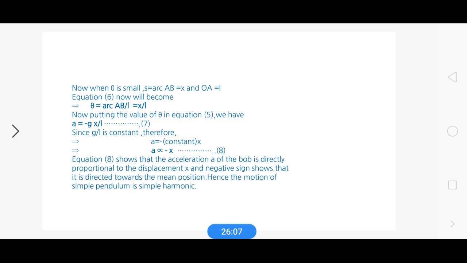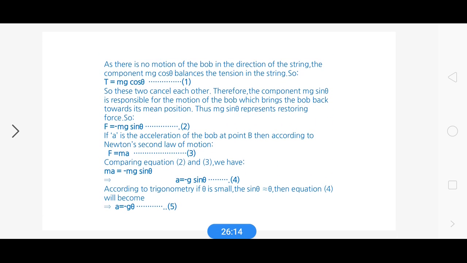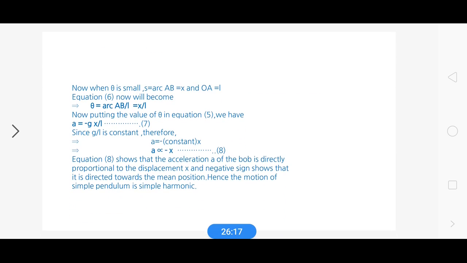So A is equal to minus g theta. We got the equation previously, A is equal to g theta. Now substitute the theta value, that is X by L, in the equation. So A is equal to minus g into X by L. Minus g into X by L is the acceleration of the particle. Now here g is the constant, that is 9.8 meter per second square, and L is the length of the pendulum, that is also constant.